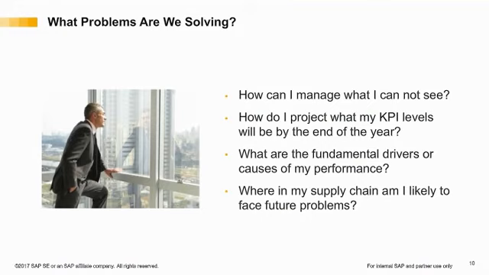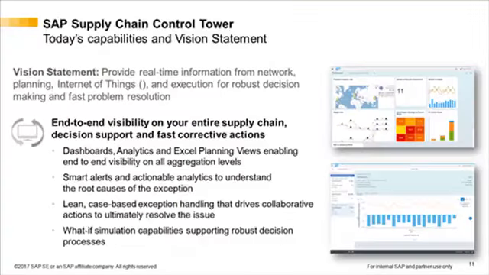SAP Supply Chain Control Tower combines real-time visibility into the end-to-end supply chain with analytics to assess the impact of exception conditions and make better decisions. The Supply Chain Control Tower brings data from different systems, such as planning and execution systems, together to allow for an E2E view on all data in the supply chain.